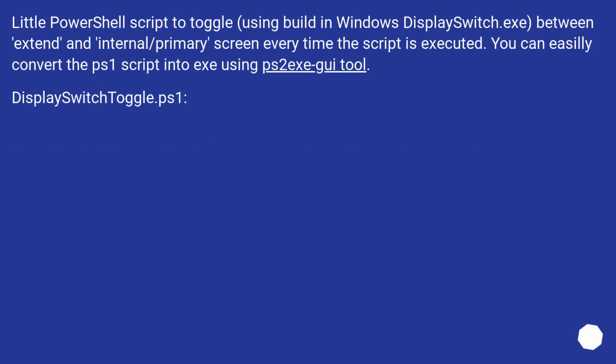Little PowerShell script to toggle, using built-in Windows displayswitch.exe, between extend and internal/primary screen every time the script is executed. You can easily convert the PS1 script into exe using the PS2EXE GUI tool. DisplaySwitchToggle.ps1.